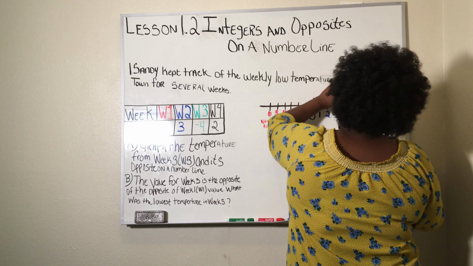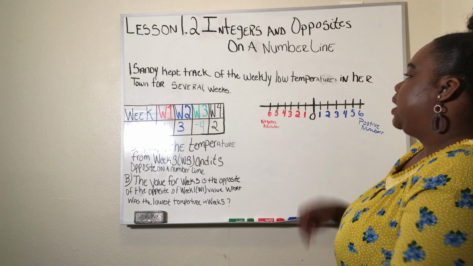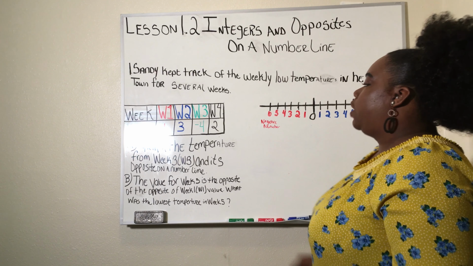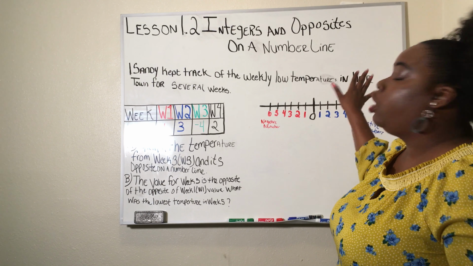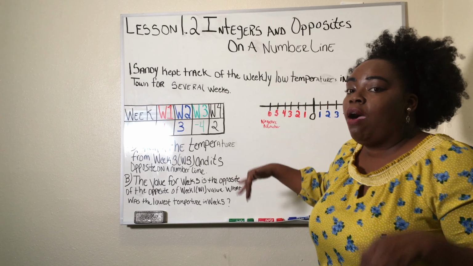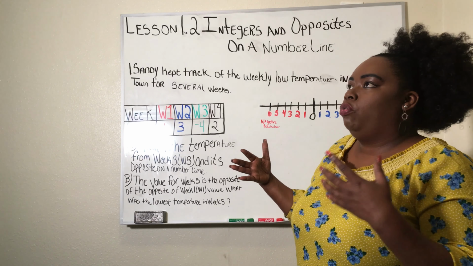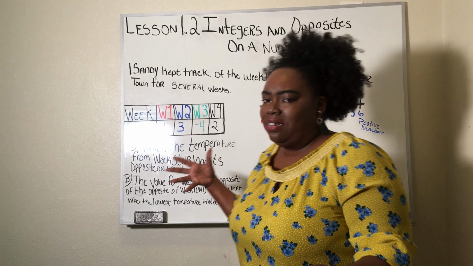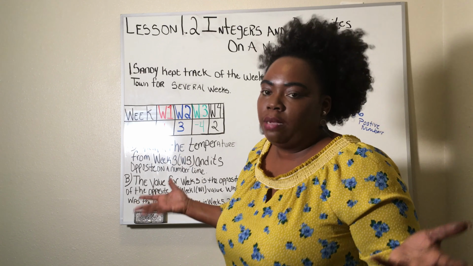So let's see here. Get these out of the way so we don't confuse ourselves. Sandy kept track of the weekly low temperatures in her town for several weeks. So we have the graph of Sandy's tracker for her low temperatures. Okay, so you see our chart is color-coded here, and that's how we will graph or plot. Graph and plot mean the same thing, but I know younger primary grades use plot, and more middle school and high school use graph, which means the same thing, okay?